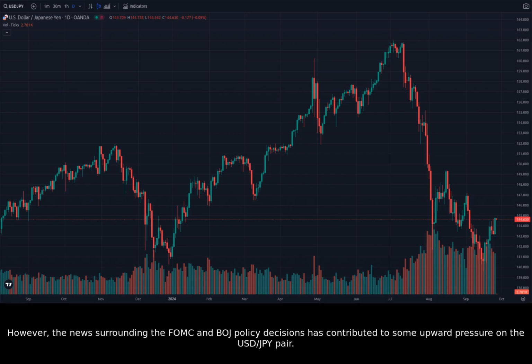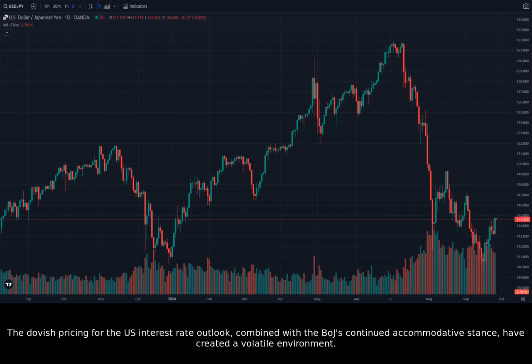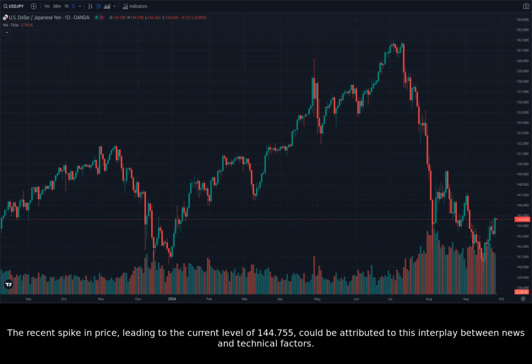However, the news surrounding the FOMC and BOJ policy decisions has contributed to some upward pressure on the US dollar to Japanese yen pair. The dovish pricing for the U.S. interest rate outlook, combined with the BOJ's continued accommodative stance, have created a volatile environment. The recent spike in price, leading to the current level of 144.755, could be attributed to this interplay between news and technical factors.